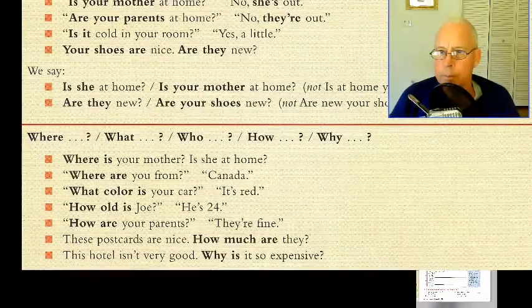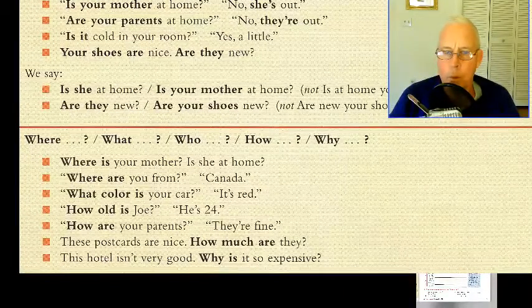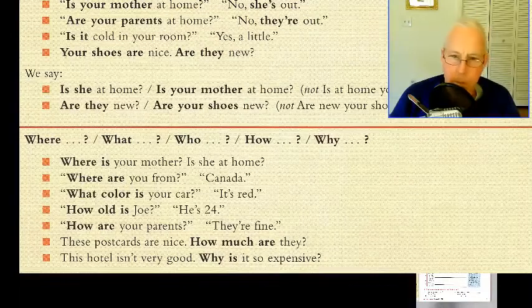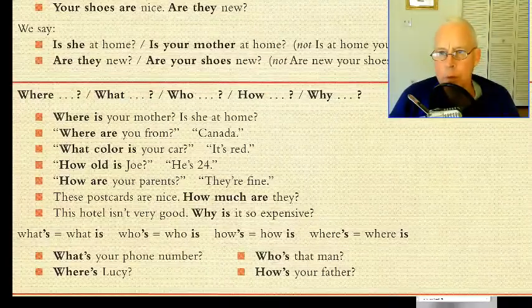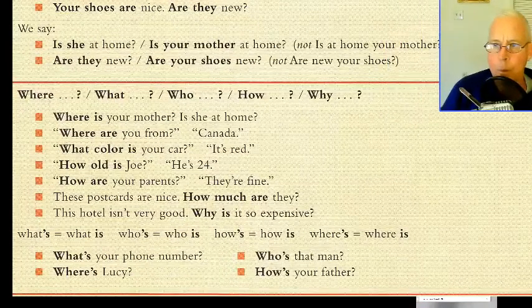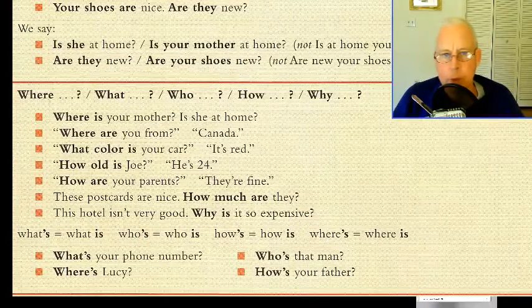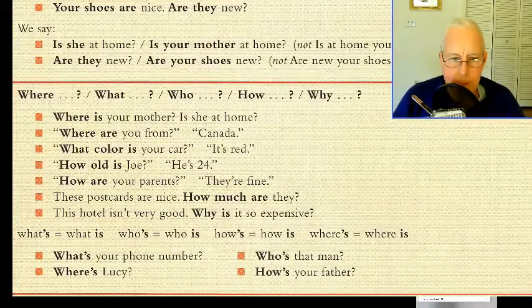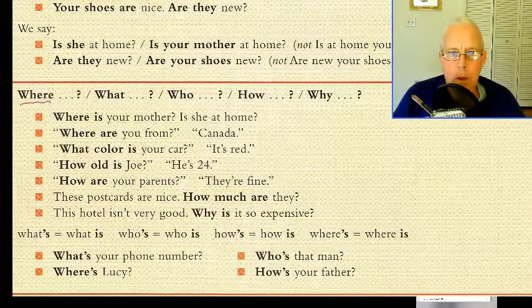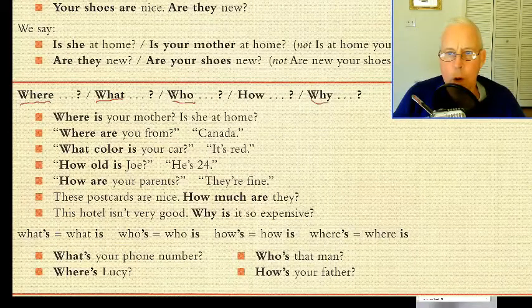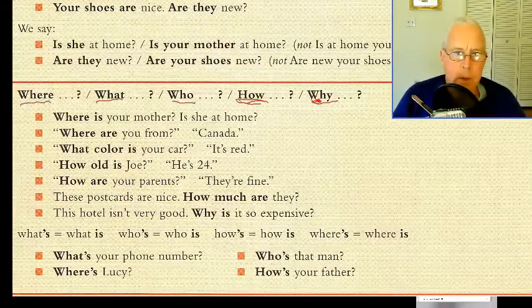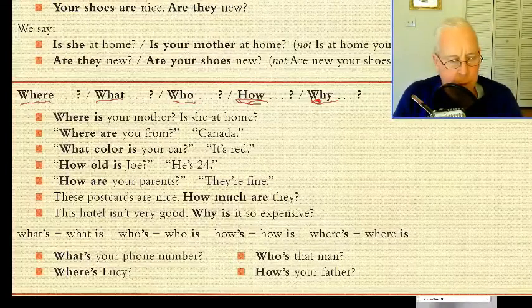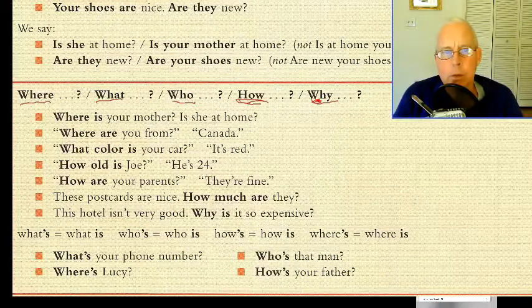So here we have some WH questions. So the WH questions are where, what, who, why, WH, and we also include how as a WH question. So let's examine this structure, which we didn't do last time. This is one reason I want to do this again with you.